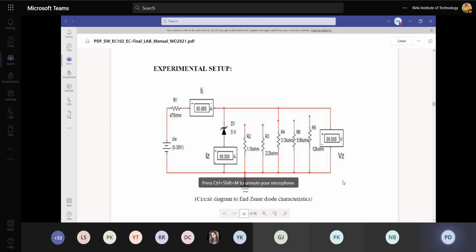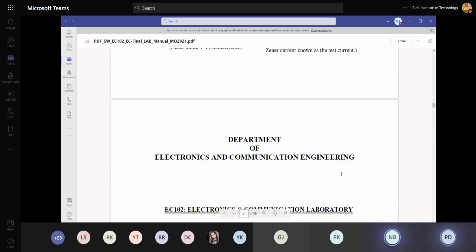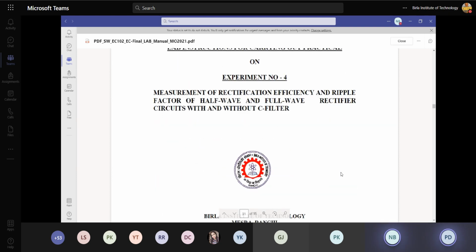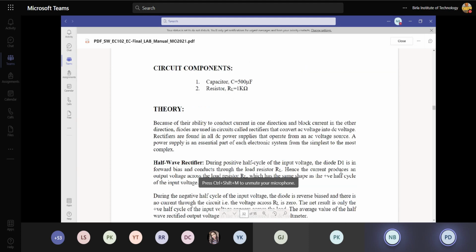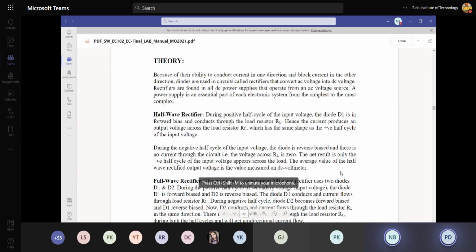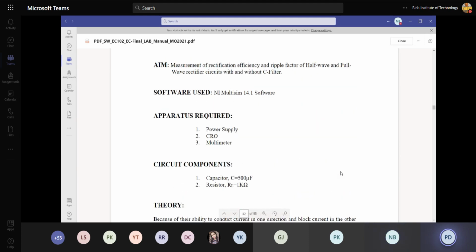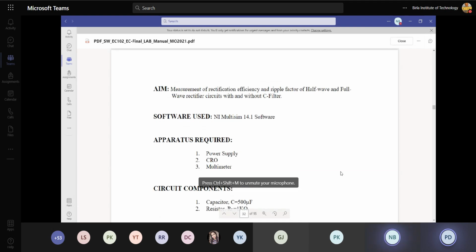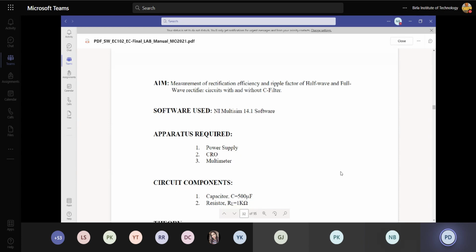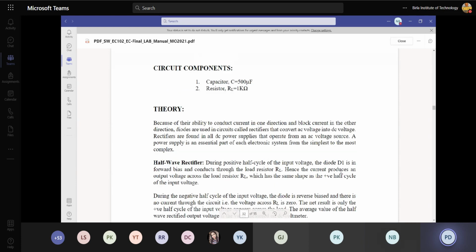Sir, can you go to the next experiment? Yes. In the next experiment we have the rectifier. So what is the aim of the experiment, sir? Yeah. Measurement of rectification efficiency and ripple factor of half wave and full wave rectifier circuit with and without C filter. So is this already covered or is it going on in your class?